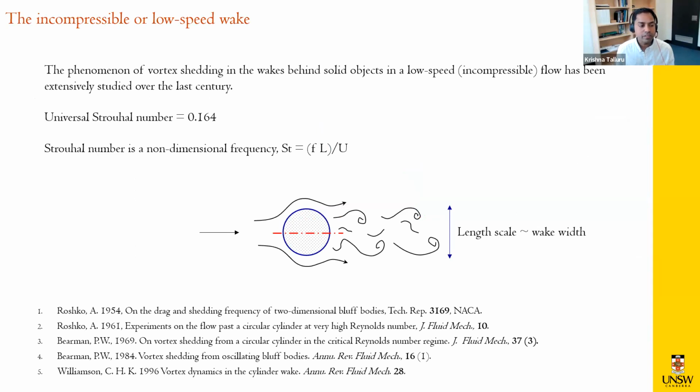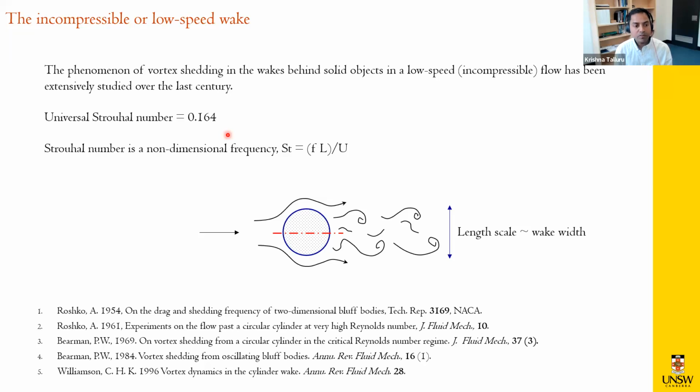characterize this shedding frequency. We often use a Strouhal number to characterize or non-dimensionalize this frequency. What you use is the shedding frequency f, and you need a length scale and a velocity scale. What they found is that for a wide range of bluff body shapes, if you use the length scale as the wake width and the velocity scale as the free stream velocity, you tend to find a universal Strouhal number for a Reynolds number greater than 300. So that is very well studied.